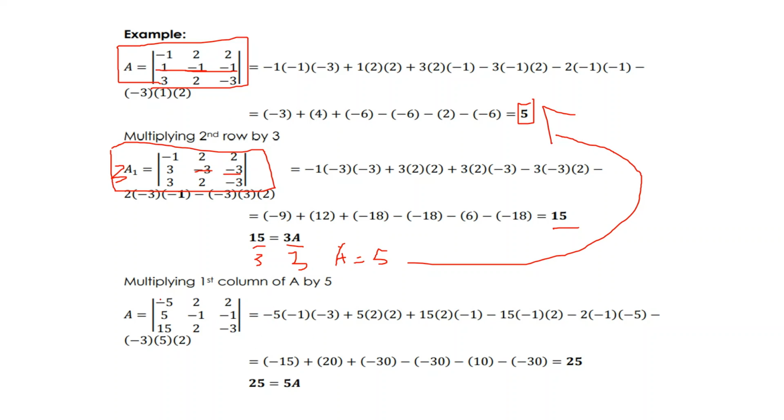Same thing goes here. If we multiply the first column by 5, we will get 25. And of course, we multiply 5 on the other side, and 25 divided by 5, they cancel. A will be equal to 5 as well, the same as the original one.